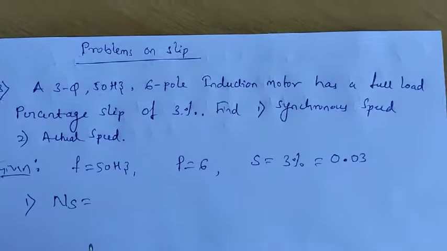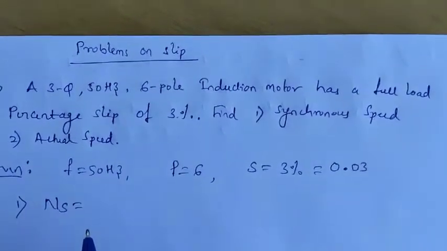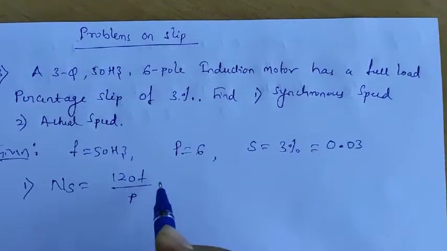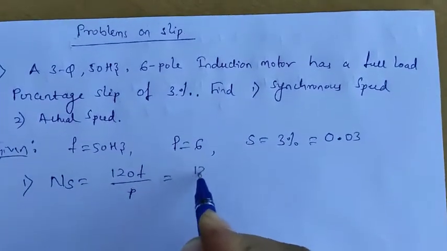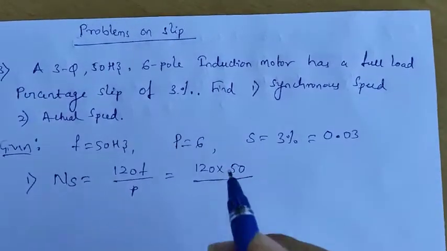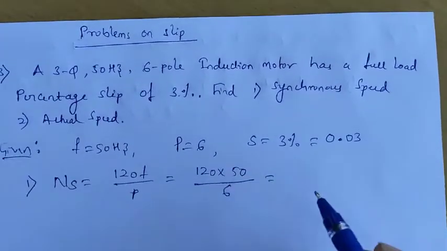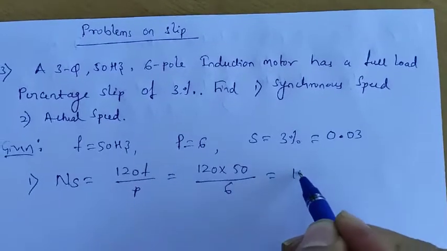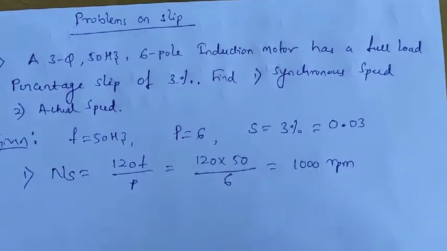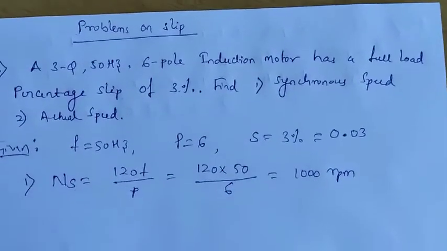So synchronous speed means ns is equal to 120 F by P, the formula. So 120 into F, 50 Hz given, P is 6, the number of poles, so you will get 1000 RPM, revolutions per minute. That is the synchronous speed.